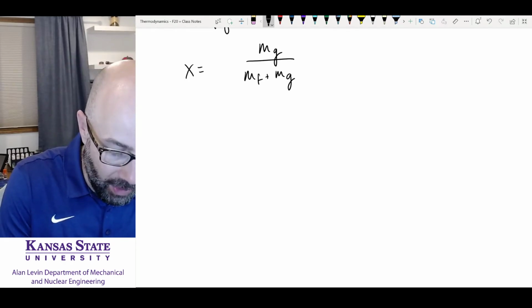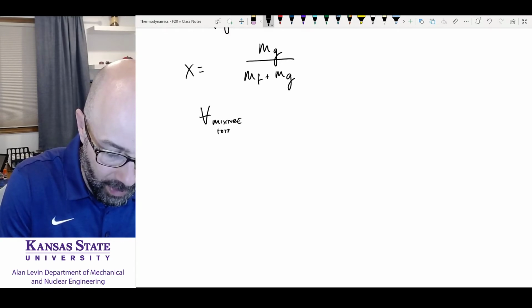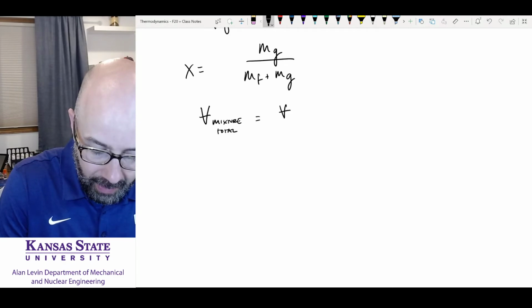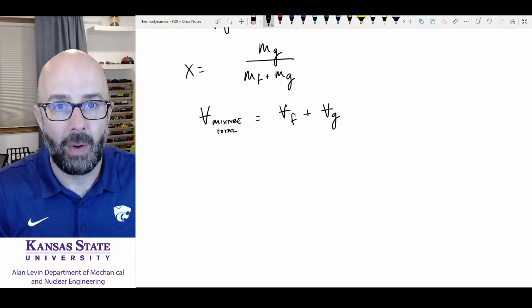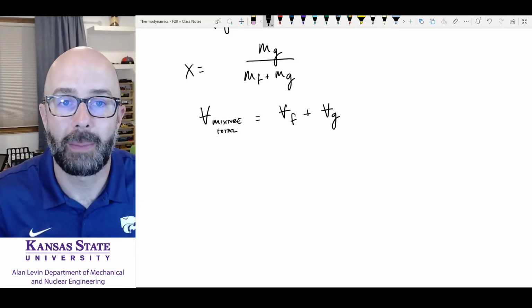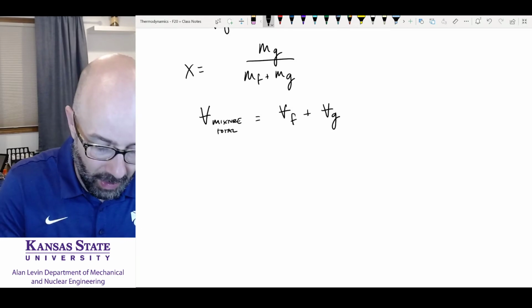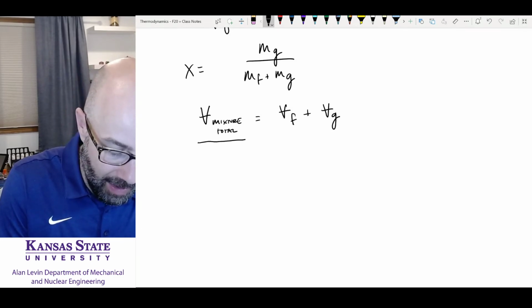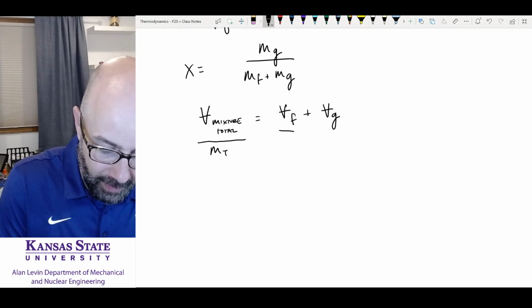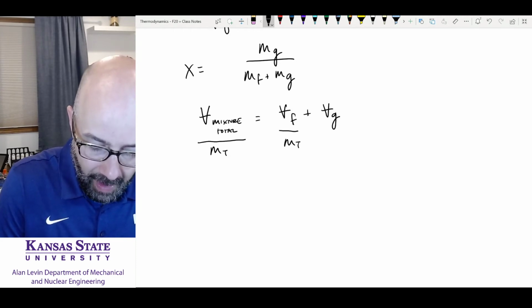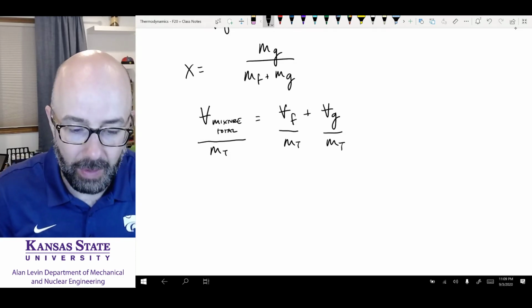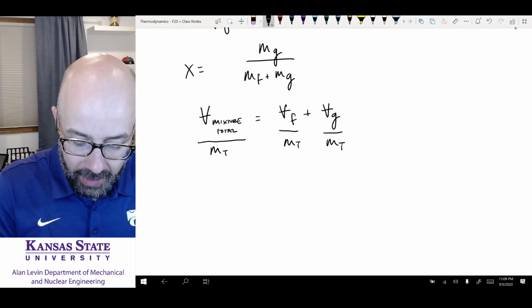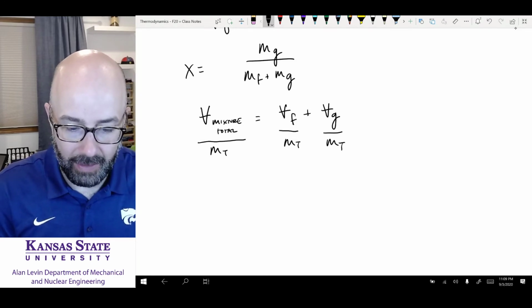The volume of the mixture, the total volume, is going to be equal to the volume of the liquid, which is Vf, plus the volume of the vapor, Vg. Now, we don't want to talk about this in terms of volume. We talk about this in terms of specific volume. So I divide this by the total mass. Now what I have is the specific volume of the mixture is equal to the volume of the liquid over total mass plus the volume of the vapor over total mass.